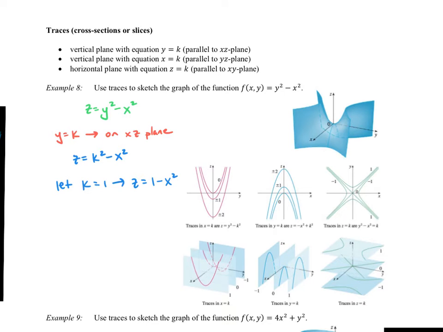Let's say that you have k equal to 2. Let's do -2. Then you would get z equal to 4 minus x squared. Well, that's going to be in our sketch right here. Of course, that's the same thing as +2 because you're squaring that.